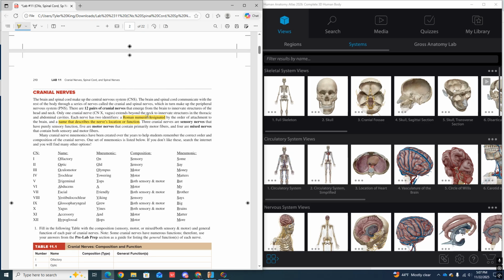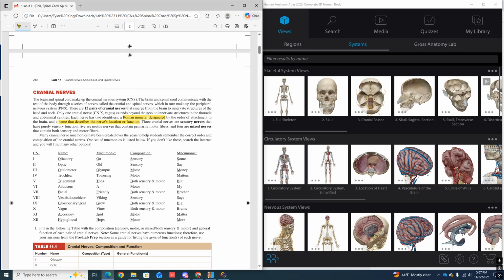So Roman numeral, 1, 2, 3, 4. And then the name, CN, oculomotor, CN, and so on, okay? 3 cranial nerves are sensory nerves that are purely for sensory function. 5 are for motor. And the rest are mixed nerves, okay, that have both sensory and motor functions.